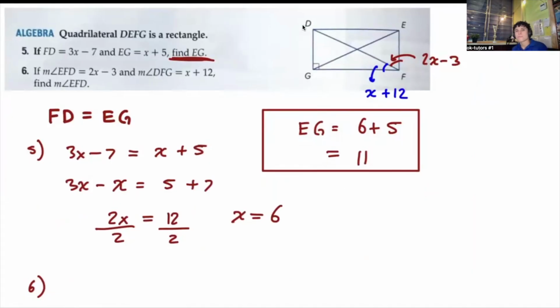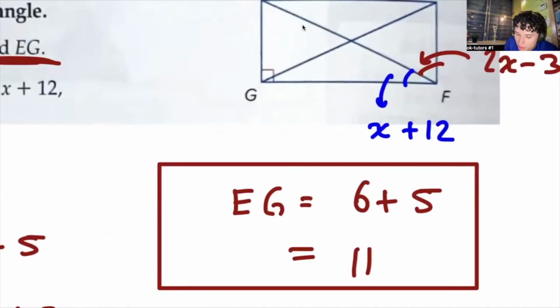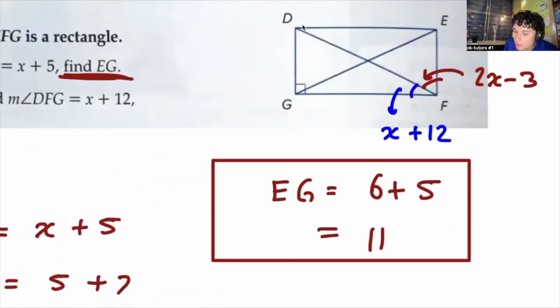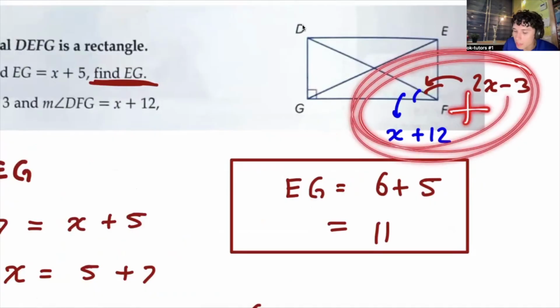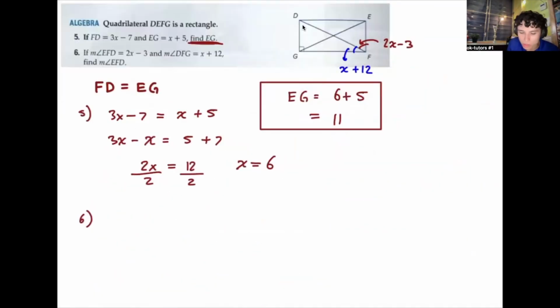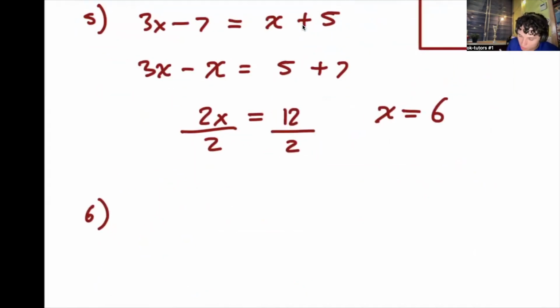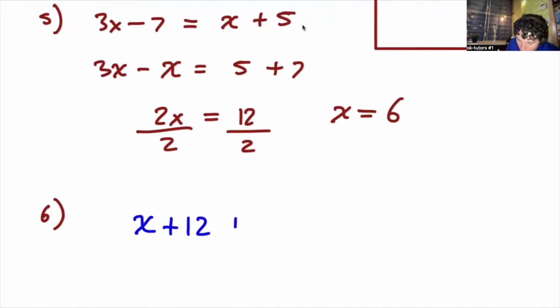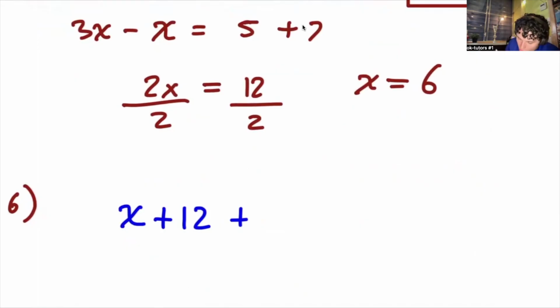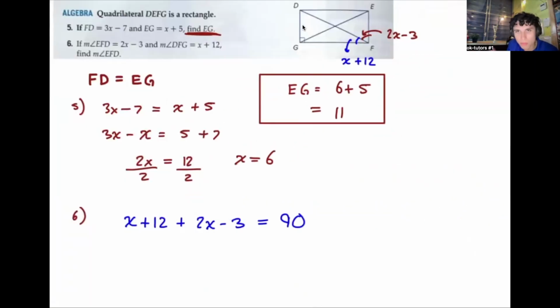This is very easy. All of the angles inside of a rectangle add up to 360, but one angle adds up to 90. So if this is 90, this will also be 90. So I have to add them up and equal it to 90 degrees. That's the only way that we can do that. So number 6 is going to be x plus 12 plus 2x minus 3 equals 90. Because if I add them, they're right angle.